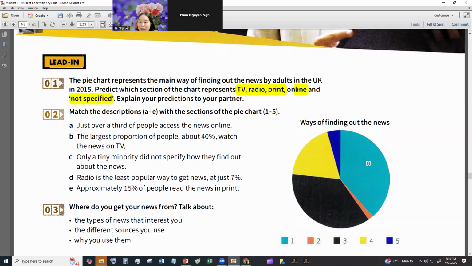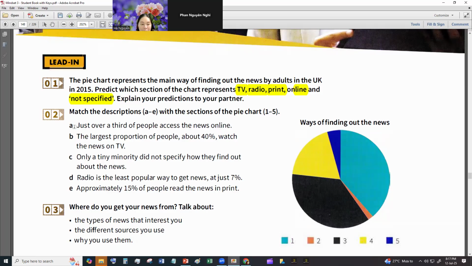So let's have a look at the largest part here, the number 1 here. What do you think it is? TV, radio, print, online, or not specified? I think it's TV. Okay. What about the equally large part here, number 3? I think it's online. Probably. And what about the smallest part? What do you think? Not specified. Yeah, maybe. Okay, thank you very much.